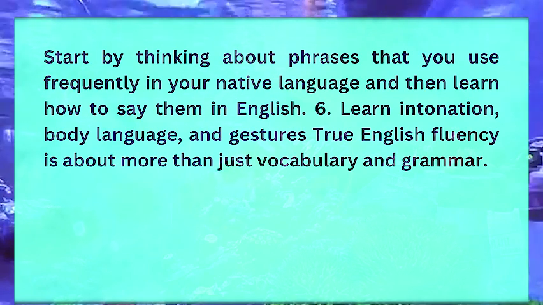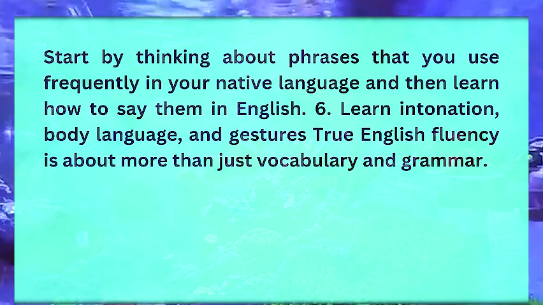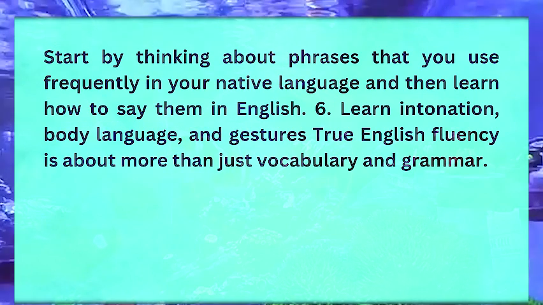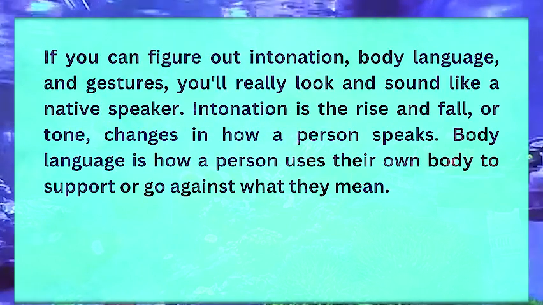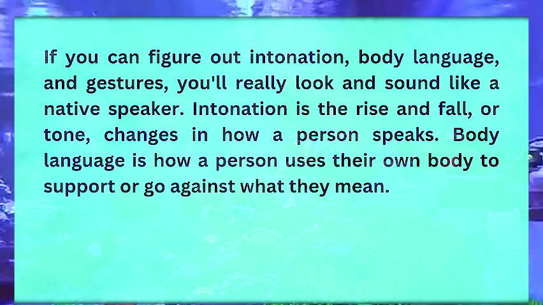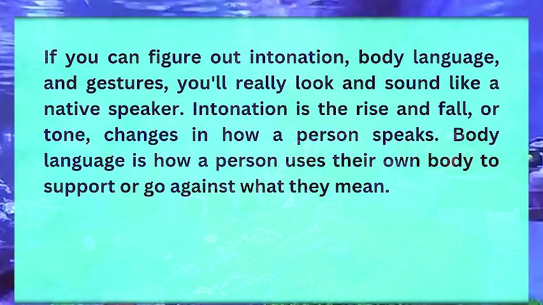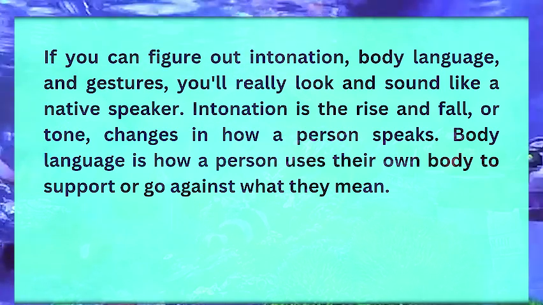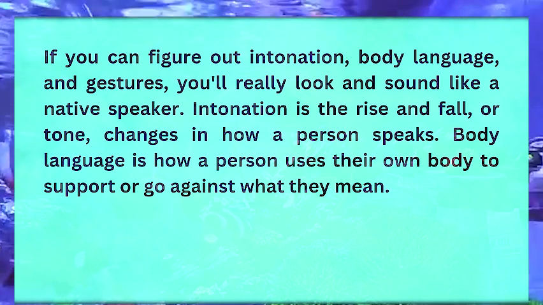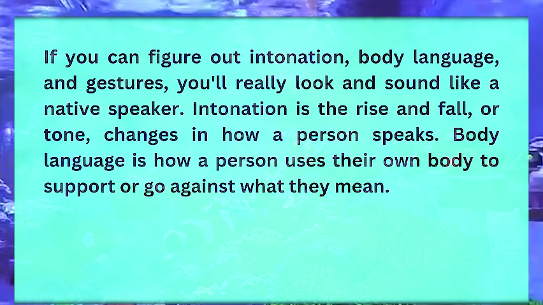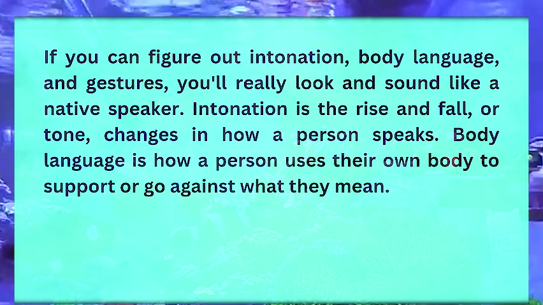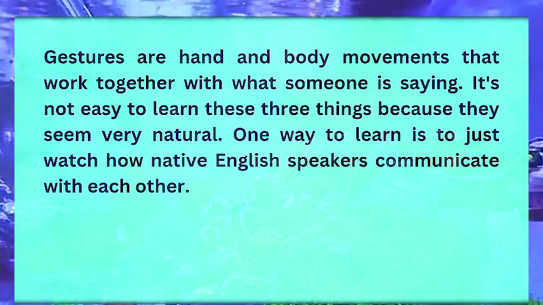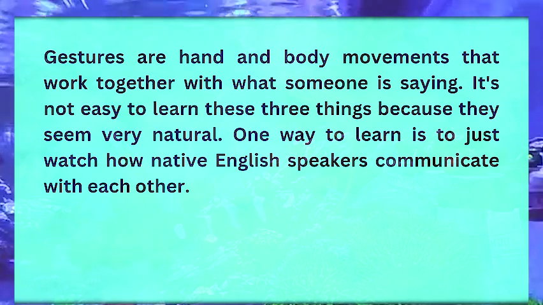6. Learn intonation, body language, and gestures. True English fluency is about more than just vocabulary and grammar. If you can figure out intonation, body language, and gestures, you'll really look and sound like a native speaker. Intonation is the rise and fall, or tone, changes in how a person speaks. Body language is how a person uses their own body to support or go against what they mean. Gestures are hand and body movements that work together with what someone is saying.